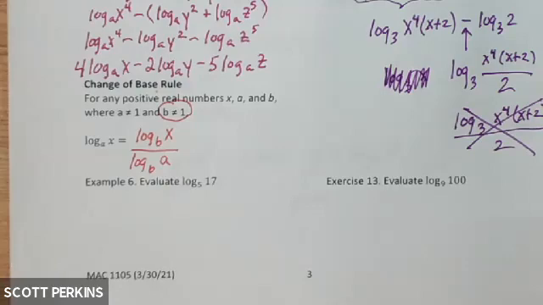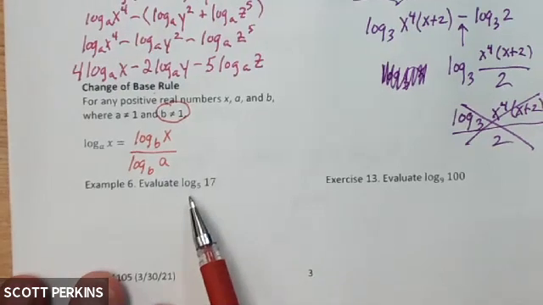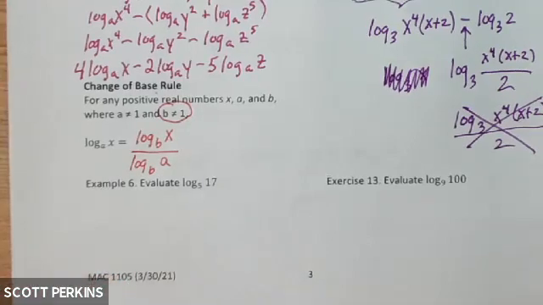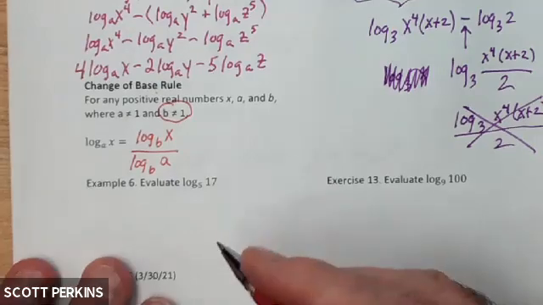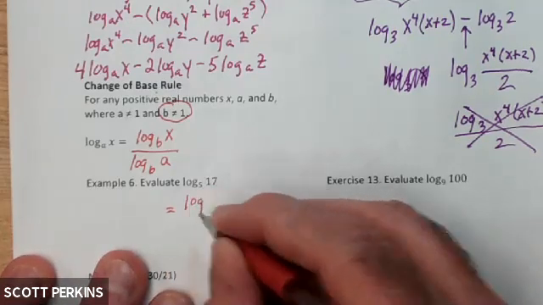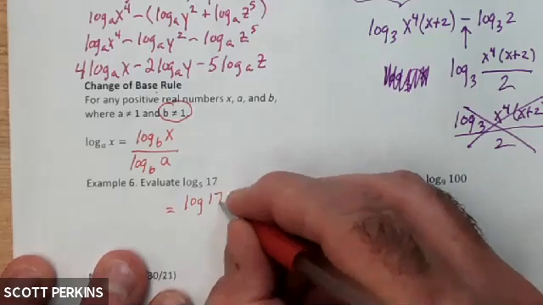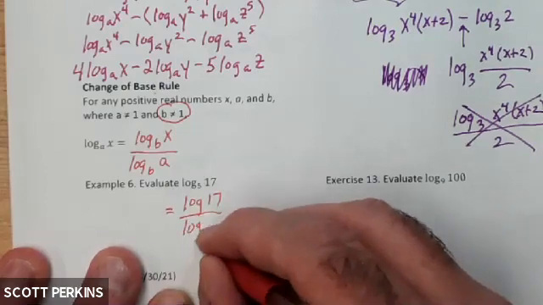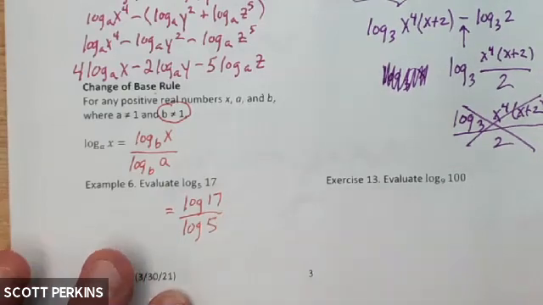So what that means is, let's say I want to use my calculator to evaluate log base 5 of 17. I don't have a calculator that does any log, so I'm going to use log base 10 because my calculator has that. So here's what I'm going to do. I can use the log base 10, which is just going to be the log of 17, divided by, and then the log base 10 of the old base, which is 5.